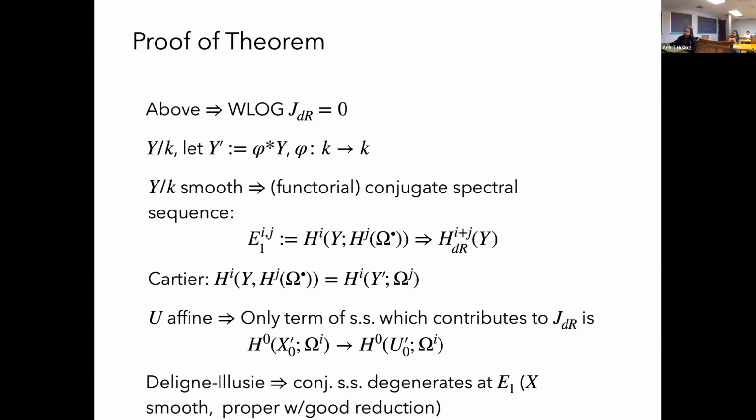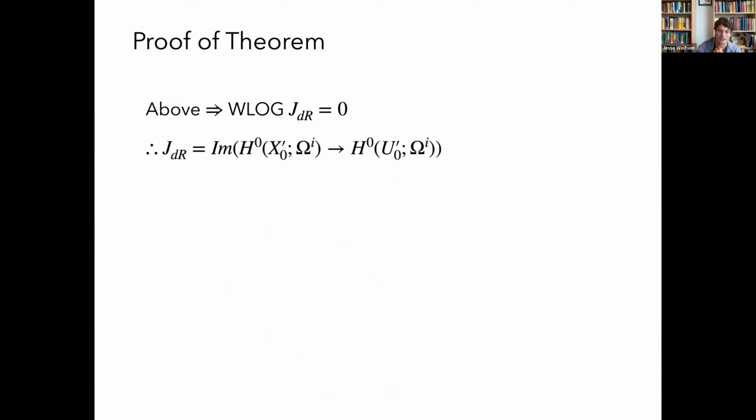And then Deligne-Illusie proved that under the assumptions we're working with on X, if X is smooth and proper with good reduction, then the spectral sequence degenerates at the E2 page in the exact same way that the Hodge-de Rham spectral sequence degenerates at the E1 page for a proper complex variety. And so now we're done, because we just have to check this thing is non-vanishing on E2, on this term, to see it.